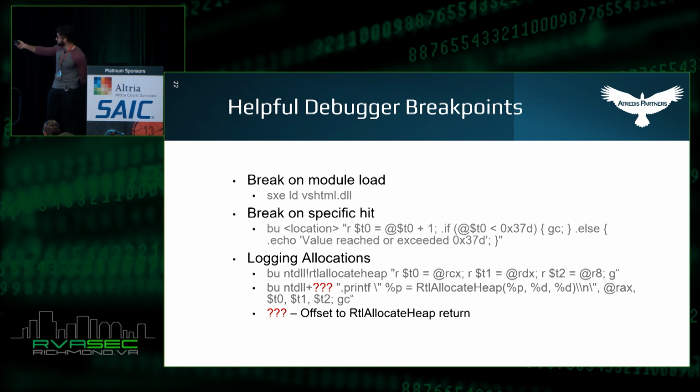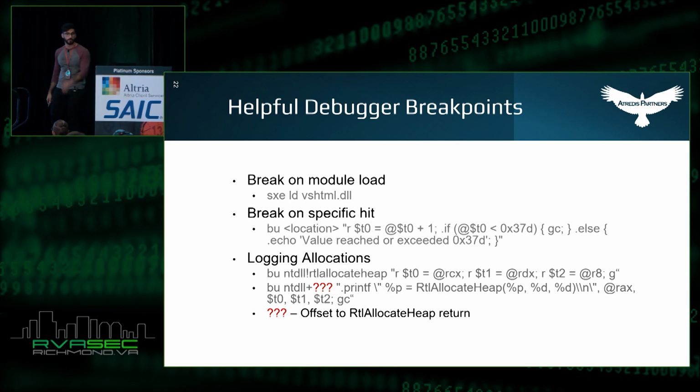In the case of RTL allocate heap, the first argument is the heap handle, the second one is the heap flags, and the last one is the size of the allocation. What's being returned is the pointer. So this is going to be very useful later, as we'll see.